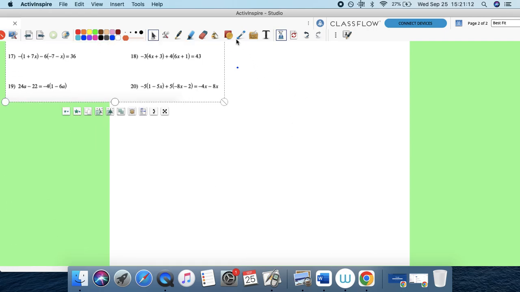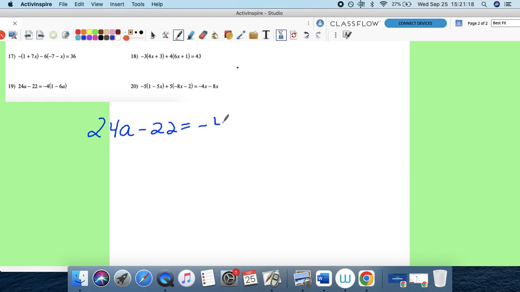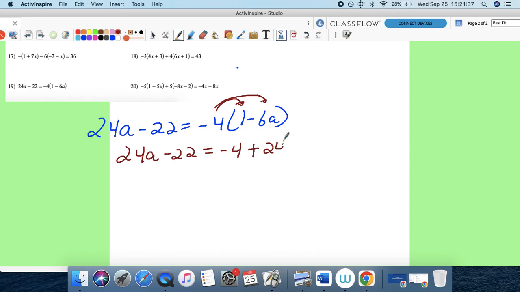So 19, I'll do it over here. 24a minus 22 equals negative 4 times 1 minus 6a. Distributive property, yes, it's right here, so we have to take care of that. 24a minus 22 is just going to hang out for a little bit. Negative 4 times positive 1 is negative 4. Negative 4 times negative 6a is going to be positive 24a.